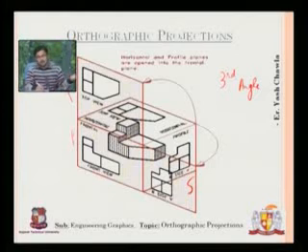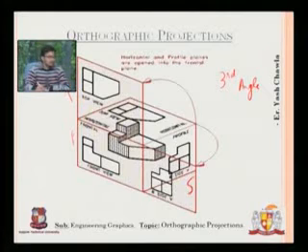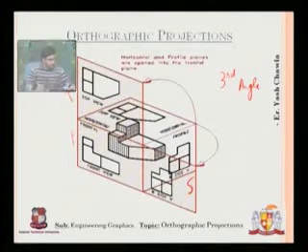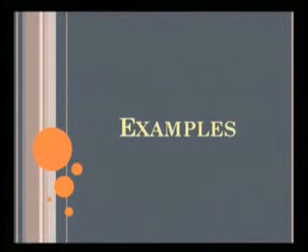If I had done it the other way around, where the top view comes below the front view and the side view remains on the side, then it would have become first angle. Now let us go on to solving a few examples. Today we will be solving 3 examples, and let's see how. We'll start with simple examples.